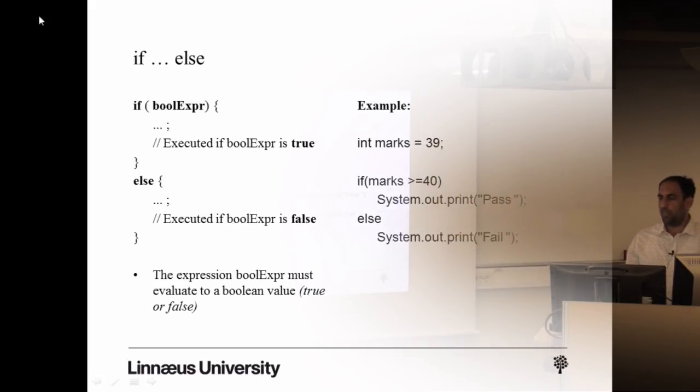To look at an example, here we have an integer marks variable, which we use to find out if a student is able to pass or fail a course. To do that, we put a condition: if marks greater than or equal to 40, print out pass, else the print should be a fail.